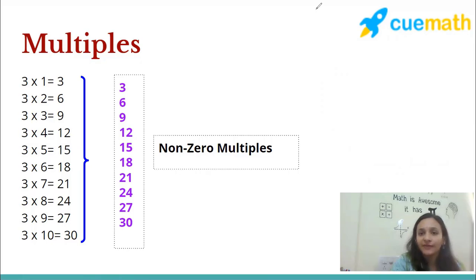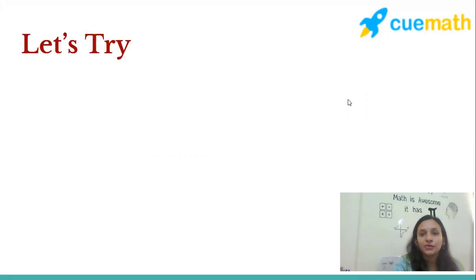So now that we have understood the whole concept of what multiples are, what non-zero multiples are, 0 is also a multiple. And also we have seen how to identify whether a number is a multiple of another number. We'll try out some questions, okay? So here goes the first question on screen. All of you who are really very excited, if you've already grabbed a pen and a paper, you can quickly start answering these questions and put your answers in the chat box.